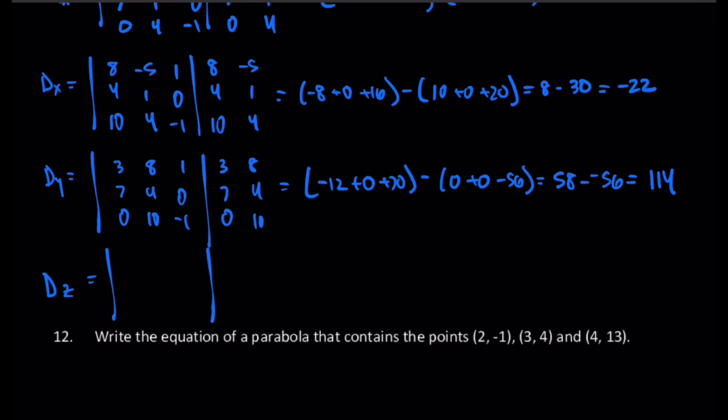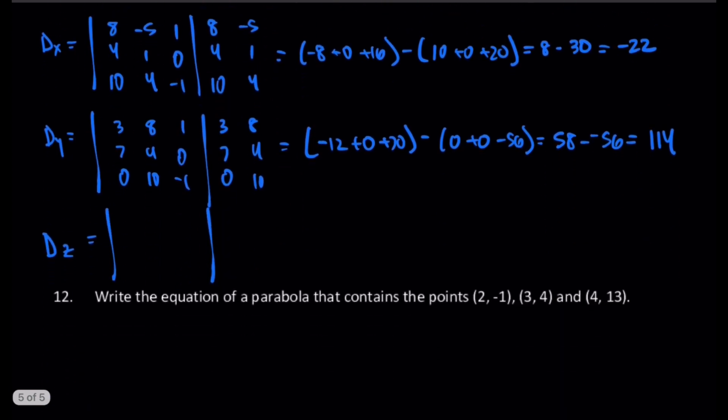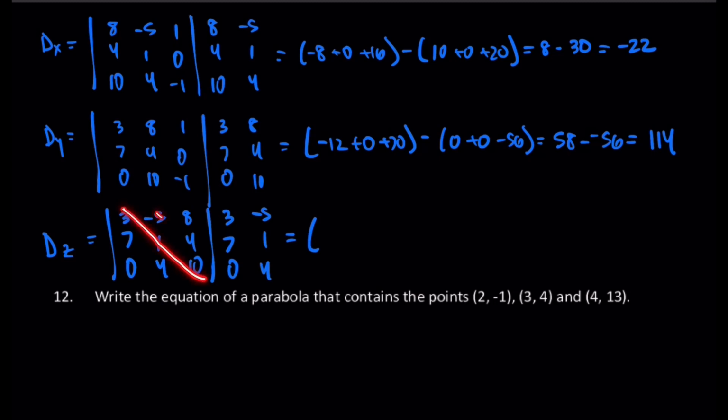Okay, in this last one, I'm going to replace the z column with this right here, the 8, 4, 10. All right, so I'm going to write a little bit smaller. X's stay original x's from above, 3, 7, 0. The y's go back to the original y's, negative 5, 1, 4. The z's are replaced with 8, 4, 10. 3, 7, 0, negative 5, 1, 4. Now I know what the final determinant is here, but I might get bogged down in some of these calculations. I haven't done this yet by hand, so we'll see.